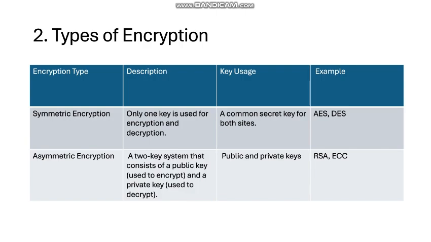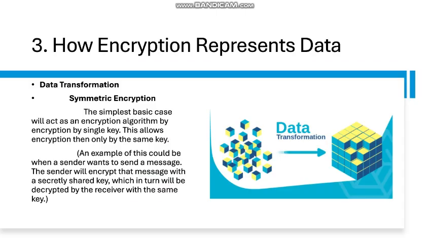Asymmetric encryption. Description: a two-key system that consists of a public key used to encrypt and a private key used to decrypt. Key usage: public and private keys. Examples: RSA, ECC.